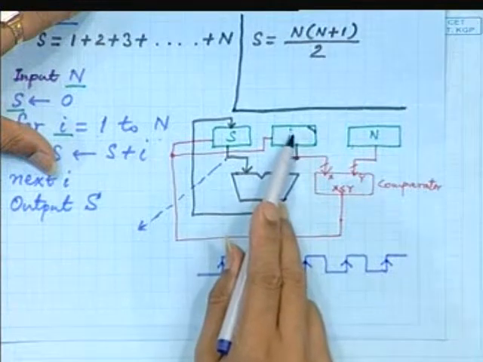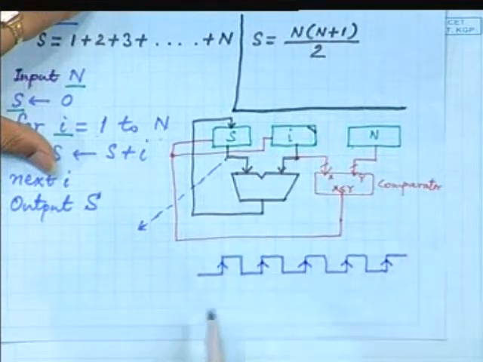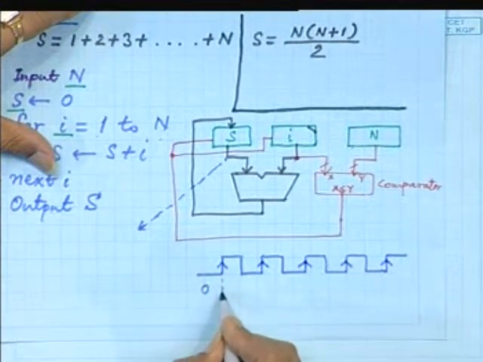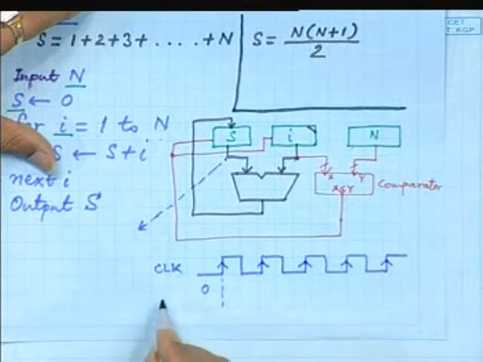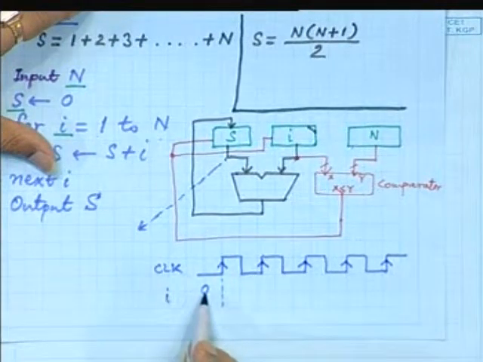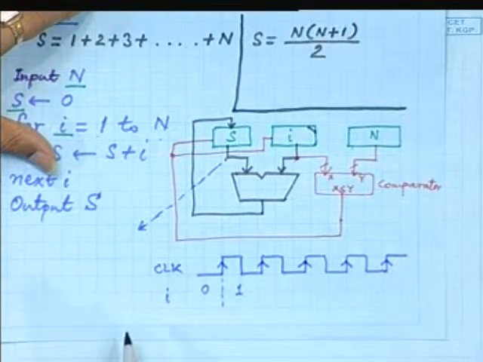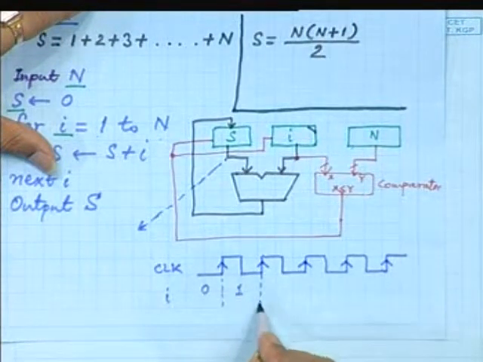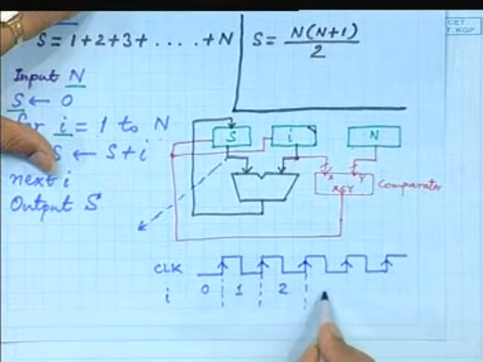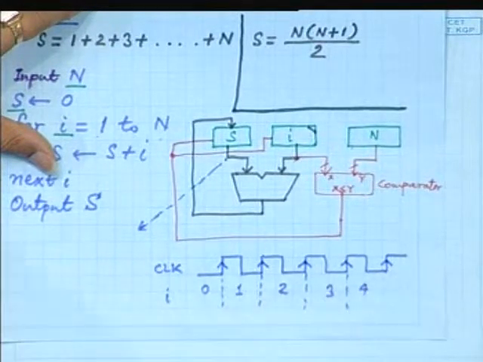So if the value of I, that is the counter, is 0 before this clock edge, so first one is clock, second one let us say is the value of I. If it is 0 before the clock edge, after the clock edge it should be 1, after this clock edge it should be 2, after this clock edge it should be 3, 4 and so on.